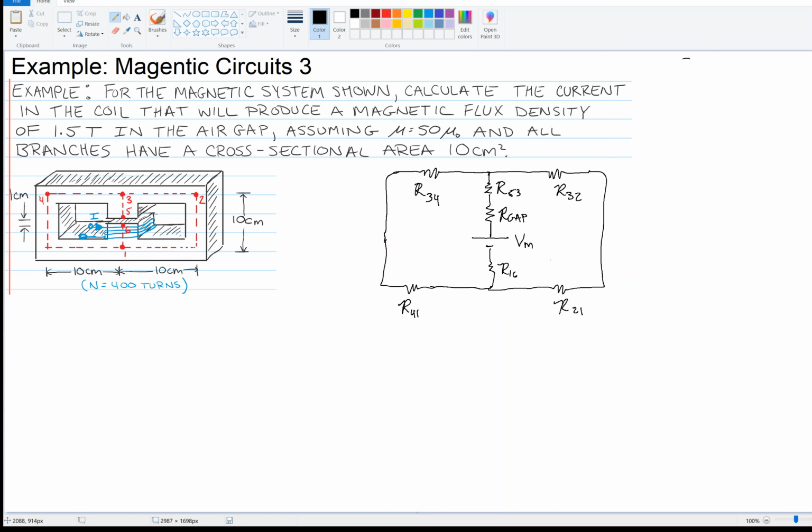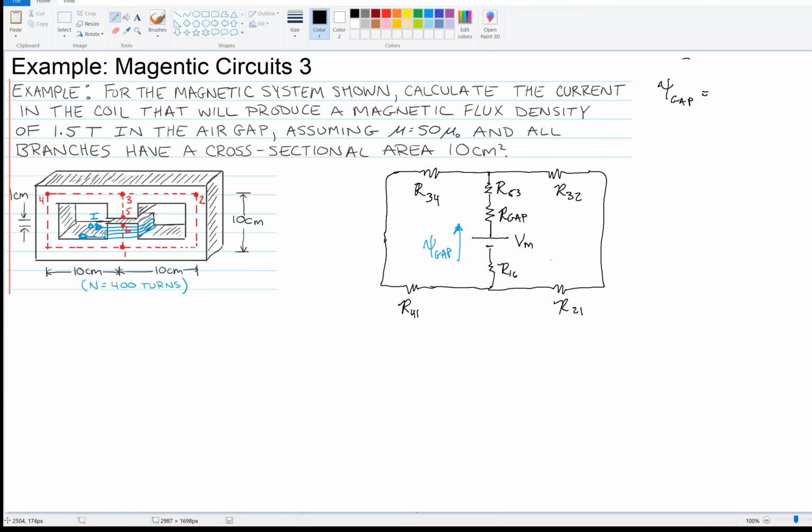Very cool. All right, so I've got my equivalent circuit. And what I can do is find the flux in the gap. So let me label that in my figure. That would be here. And the way I do that is, of course, the integral of B dot dS in the gap.